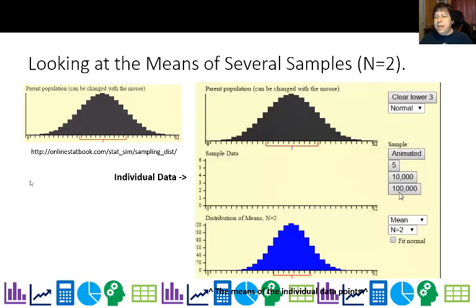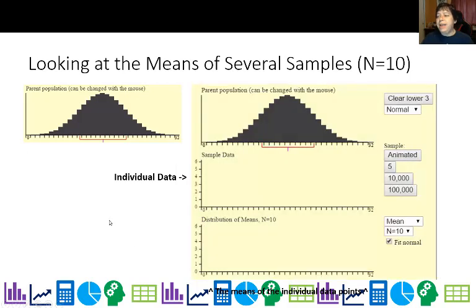Well, you can see it looks like a normal distribution. The mean looks the same. The only difference is the width. It's narrower. And that makes sense because the probability of getting two really low values is not very high, so it tends to condense it. The variance and the standard deviation get smaller.